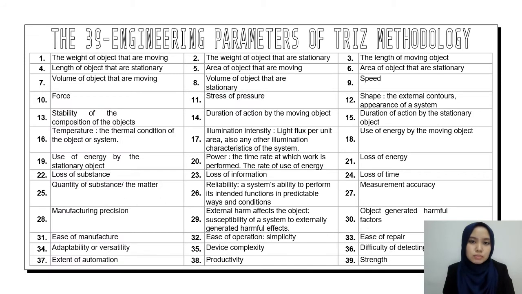Schuller used TRIZ methodology to study 2.8 million patterns, and the problems were identified, described, and reduced to 39 engineering characteristics. This table shows the 39 engineering parameters of the TRIZ methodology.